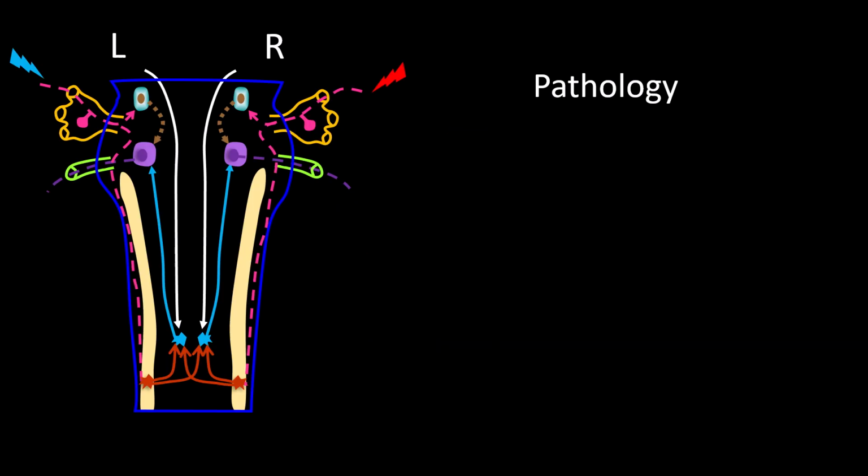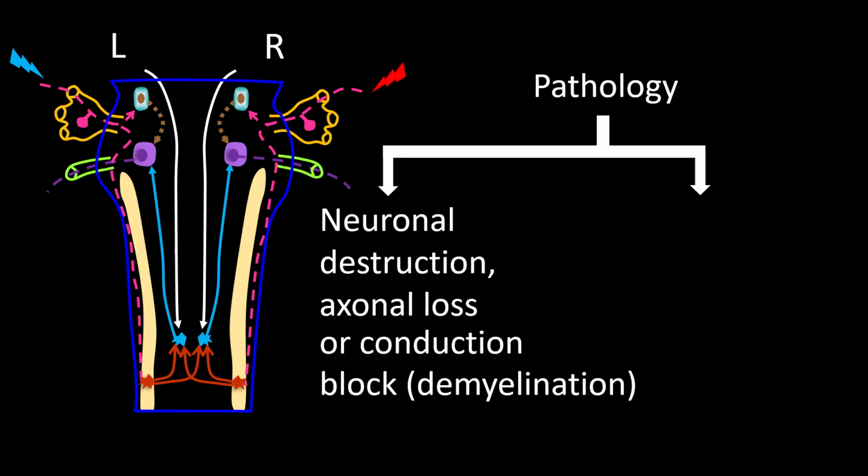Now let's consider abnormal studies. Pathologically, lesions in the blink reflex pathway can be of two types: those that interrupt the current flow, such as those lesions producing neuronal destruction, axonal loss, or conduction block due to severe demyelination, which we will represent by a red burst with a yellow trim.